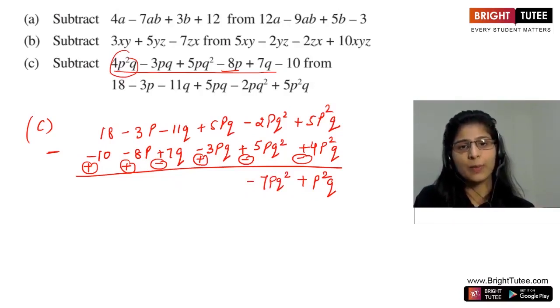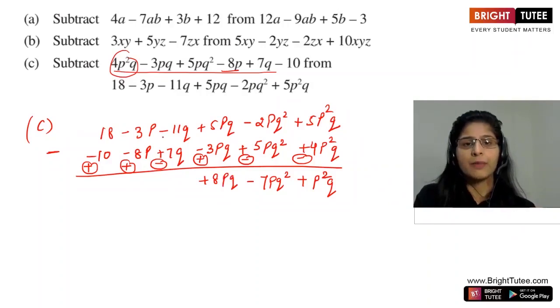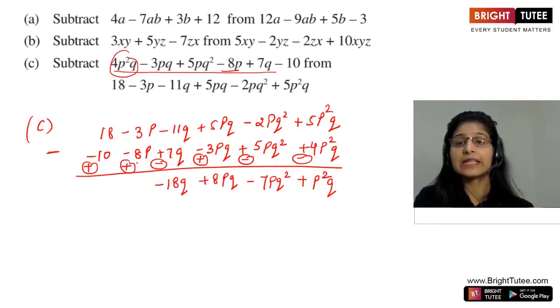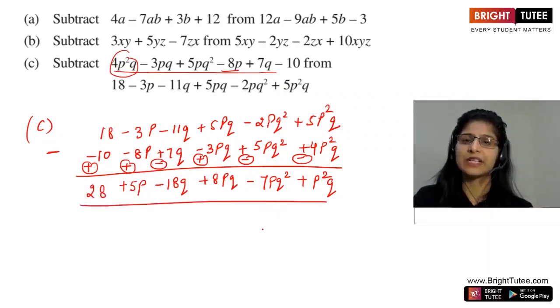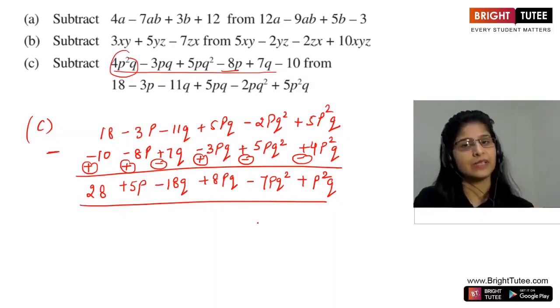Then 5pq plus 3pq gives us 8pq. Minus 11q minus 7q becomes minus 18q. Okay, minus 3p plus 8p gives us plus 5p. And 18 plus 10, 18 plus 10 is how much? 28. So this will be the answer for this part. Clear? We have done the subtraction.